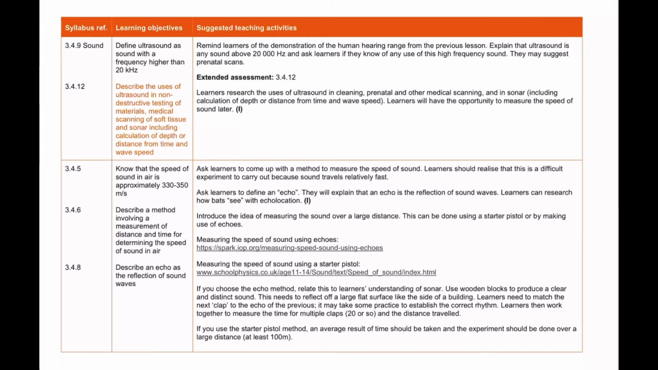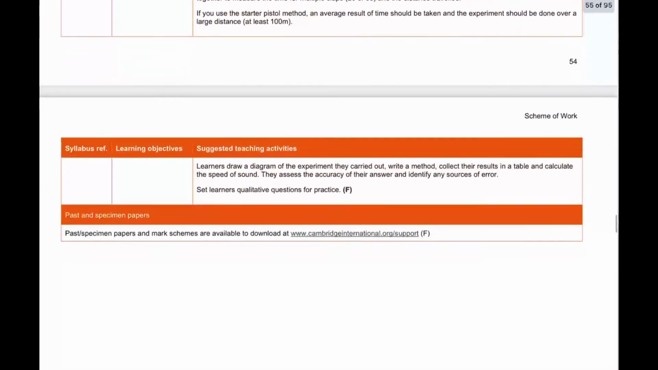Note that the speed of sound in air is approximately 330 to 350 meters per second. Describe a method involving a measurement of the distance and time for determining the speed of sound in air. Describe an echo as a reflection of sound waves.